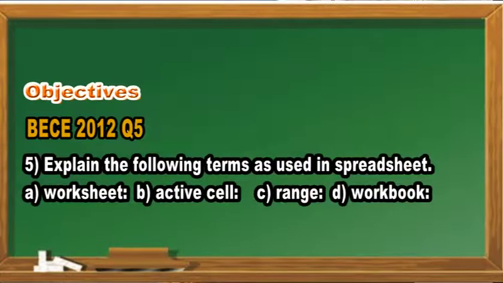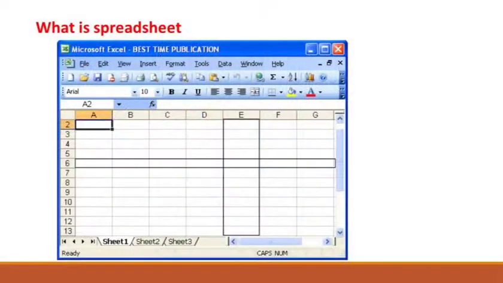2012 BC question 5 reads, explain the following terms as used in spreadsheets: A. Worksheet. B. Active cell. C. Range. And D. Workbook. So my dear learner, what is a spreadsheet? Let's look at the image on your screen and try and come out with your own definition for a spreadsheet application.